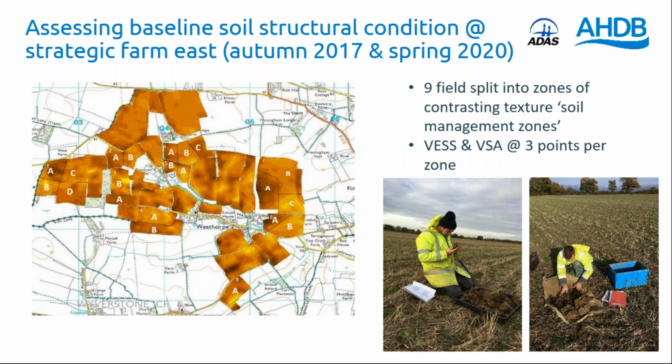So we found that for different fields, we had to split them up into different soil management zones and assess them differently. So for example, field 9, right at the bottom, we just had the one zone. We felt that it was a small enough field and the variability was such that we only had small pockets of different textures. So we assessed that as a whole. Whereas field 1, right over on the left-hand side, you can see A, B, C, D, 4 different zones we assessed. And in each zone, we did 3 VESS and 3 VSAs, using the methods I've just shown.